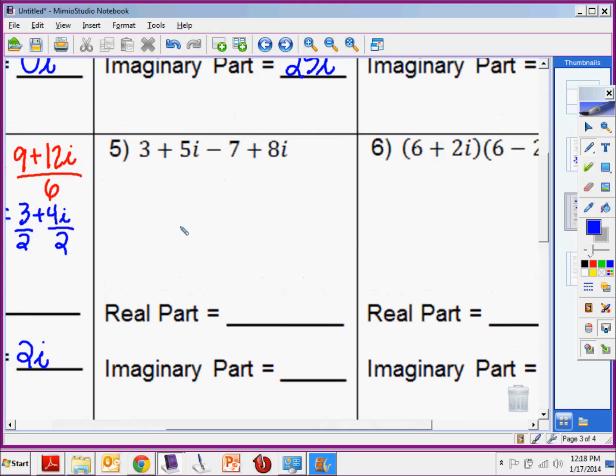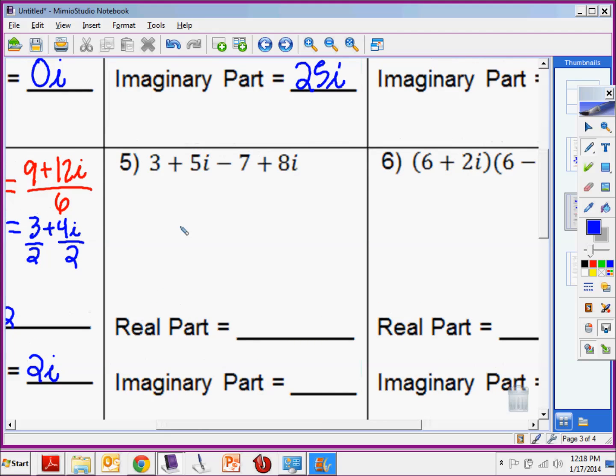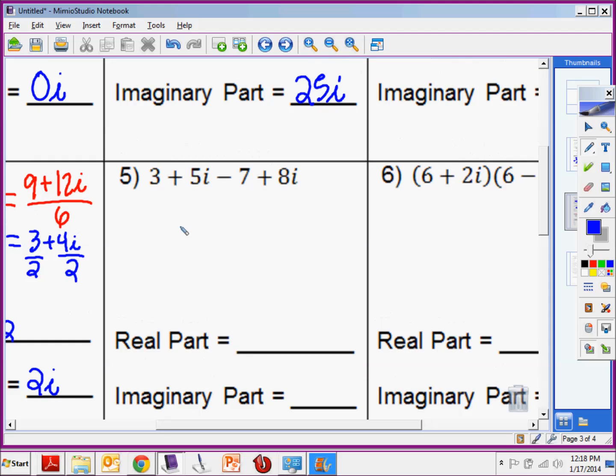Alright, what do I need to do first? Combine the like terms. 3 minus 7 is negative 4. And then I have 5i plus 8i, 13i. Can I identify my real now? Yes. What is it? Negative 4. What's my imaginary? 13i.